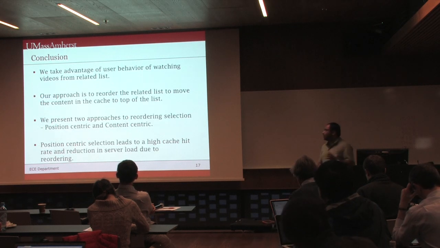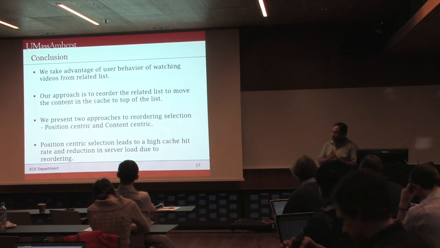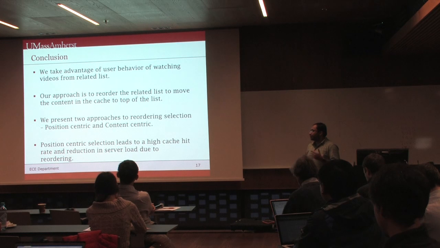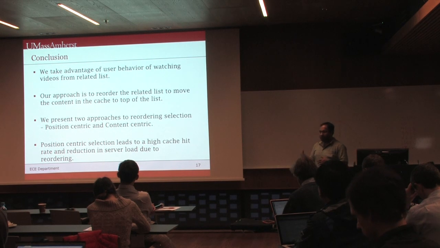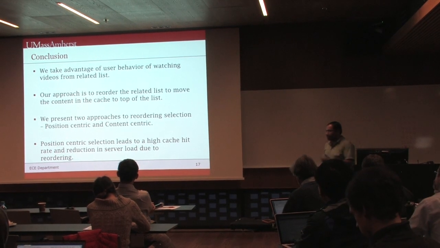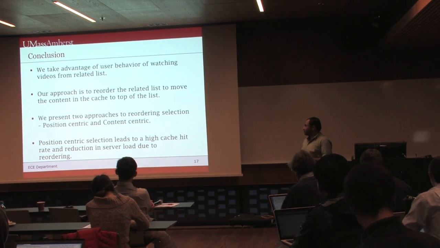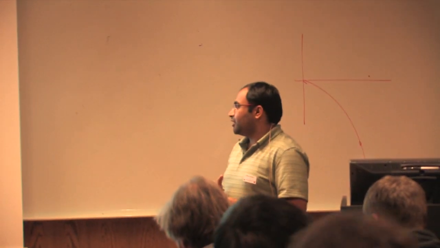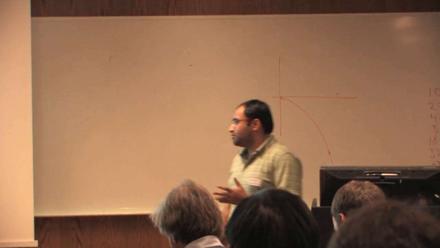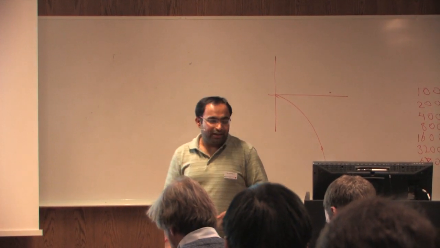So in conclusion, we take advantage of user behavior of selecting from the related list, and especially from the top of the related list. Our approach is to reorder the related list, moving the content that is in the cache to the top of the list. We present two approaches: content-centric, where the user can select the same content by scrolling down, and position-centric, where the user selects from the same position in the list. Content-centric is like basic caching, and position-centric leads to a high cache hit rate because the user clicks content that is already in the cache, which also helps reduce server load and latency.